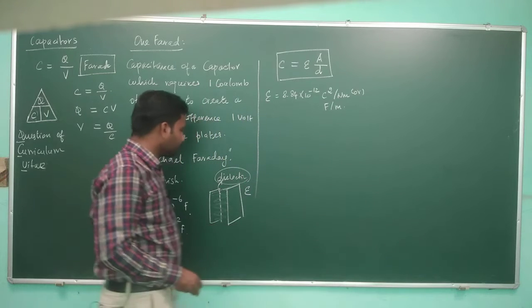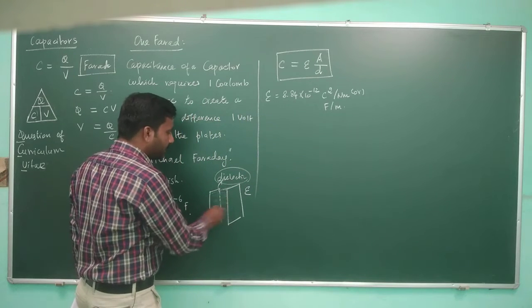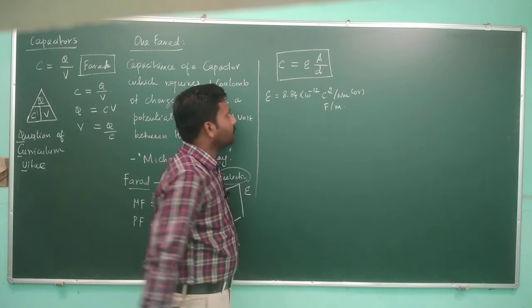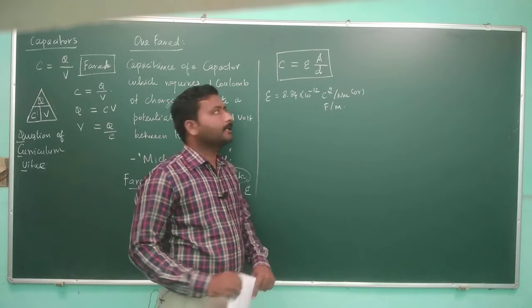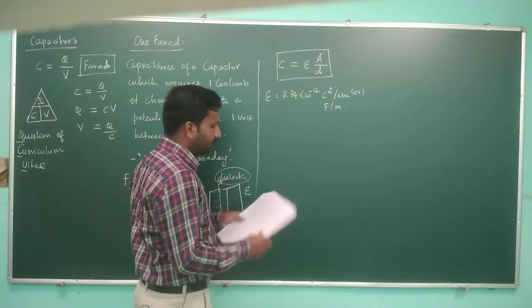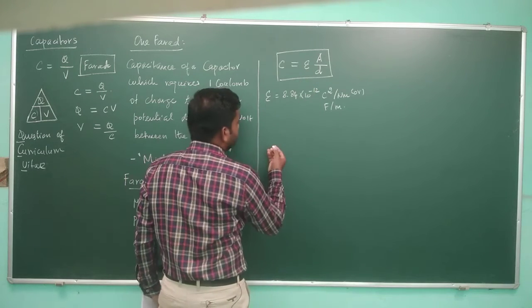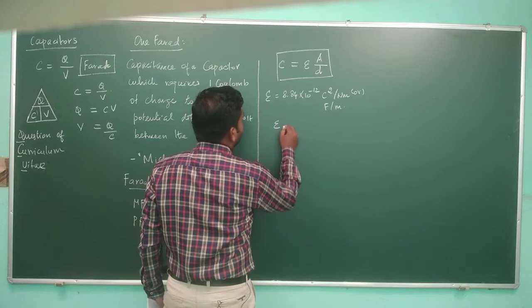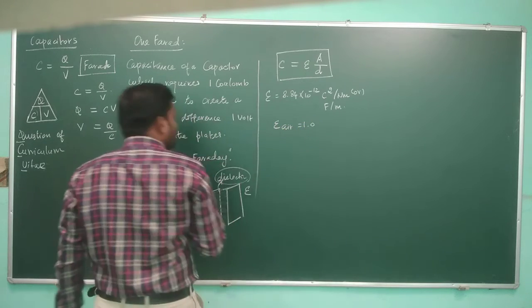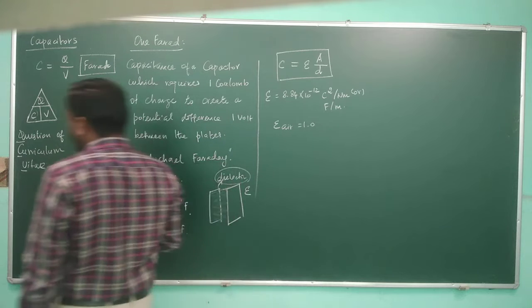Instead of air, we can have different materials. Let me point out some of the materials and their values of permittivity. You know that the permittivity of air is equal to the permittivity of vacuum.